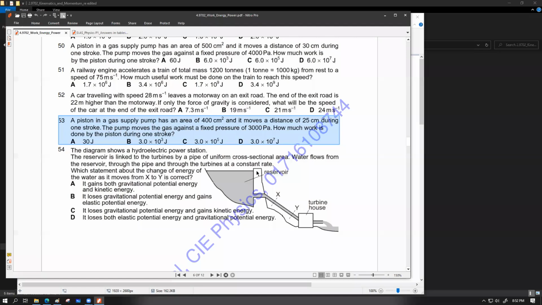So which makes sense that this water is going to lose GP. So which means it's going to lose GP. Now lose GP is given in B and lose GP is also given in D. Now which one makes C is the most common wrong answer. C is not going to happen. I just explained why kinetic gain cannot happen. D is the correct response.